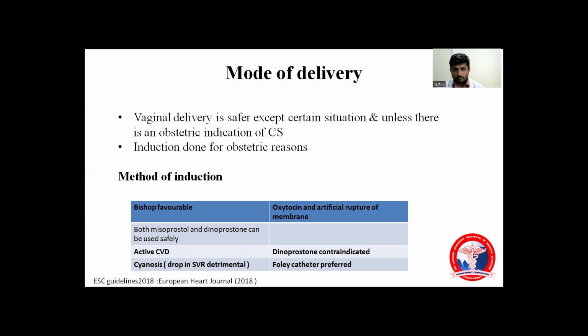So what are the methods of induction which we can use in patients with heart disease? Both misoprostol and dinoprostol can be used safely, and oxytocin as well, but in active congenital cardiovascular disorder, dinoprostol is contraindicated, and in cyanosis, Foley catheter is preferred.